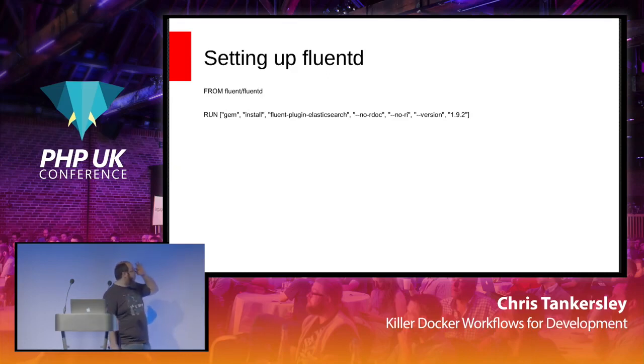There is one thing you have to do. FluentD does not have an Elasticsearch plugin by default. You have to install it. So you'll probably have a Dockerfile for that, just to get that additional dependency.